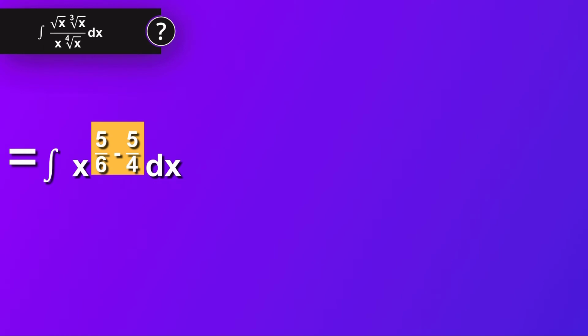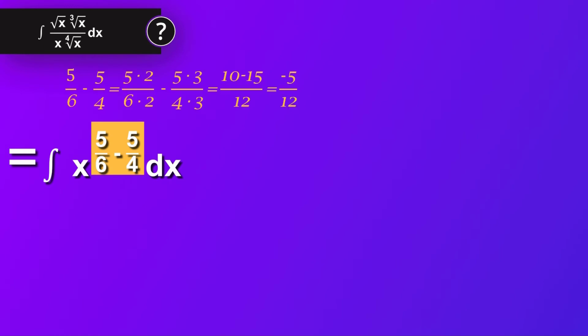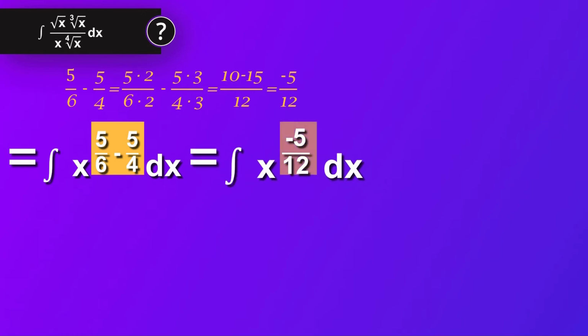To that, we need a common denominator, and in our case it will be 12. So we must multiply the numerator and denominator of 5/6 by 2 and multiply both the numerator and denominator of 5/4 by 3. We've got then denominator 12, and in the numerator we have 10 minus 15, which is minus 5/12. While we insert it to the main solution, we have now the indefinite integral of x raised to minus 5/12 by dx.